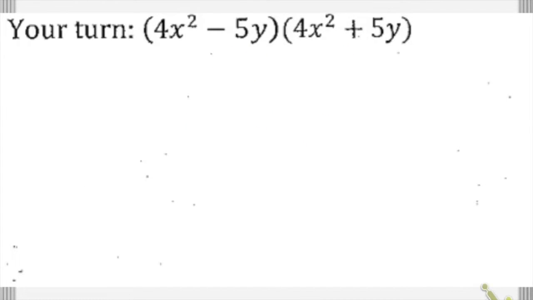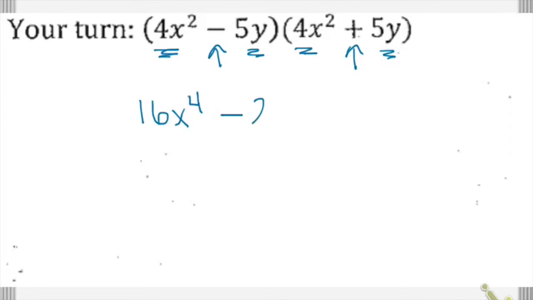Looking at the next example, again, we check. We've got a difference of squares here. Same first term, opposite signs, same second term. So we're going to put our first terms together, and our 4x squared times 4x squared would give us 16x to the fourth. Separating with subtraction for the difference of squares, and then the 5y times 5y is 25y squared.